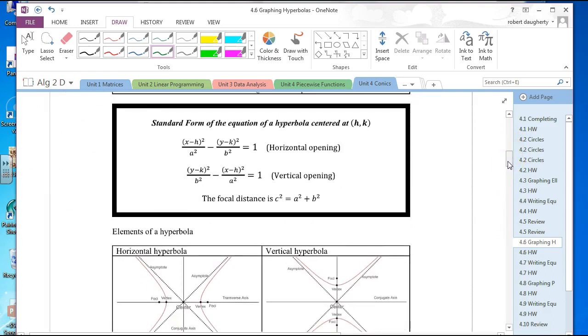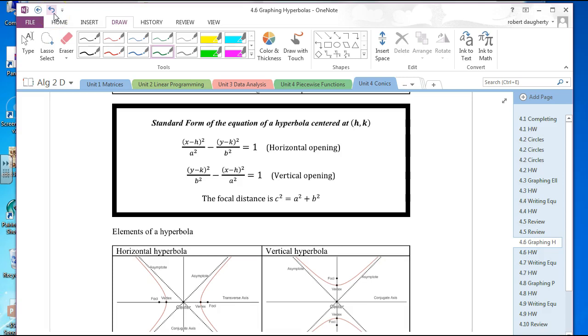Here's the formula for a hyperbola. We're going to have two varieties: this is horizontal, this is vertical. How is that different from an ellipse? What's different? The only difference is you see a minus here. For example, that is an ellipse with a plus sign there. If I take it out, it's a hyperbola.